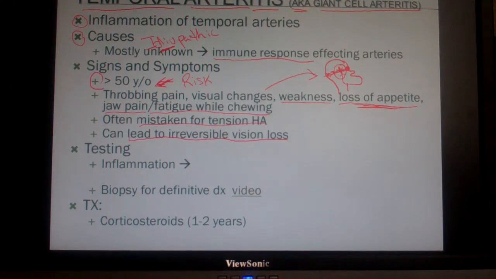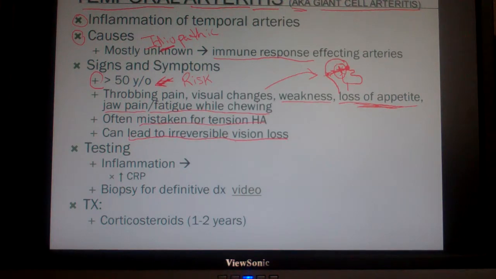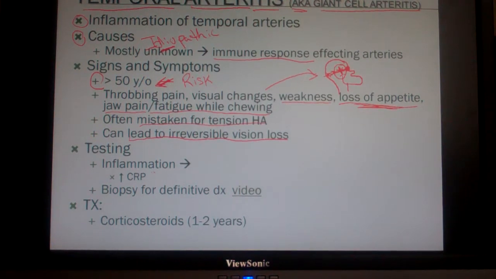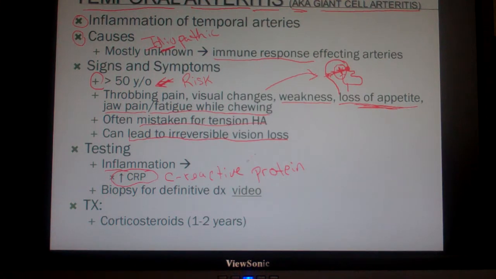Testing, how do we test that? Because it is inflamed, and this is for all of the itises, by the way, you're going to have increased C-reactive protein. Remember that one, the C-reactive protein. It's not very specific for inflammation somewhere in the body. That's of course going to be increased for any inflammation, any itis will do that.